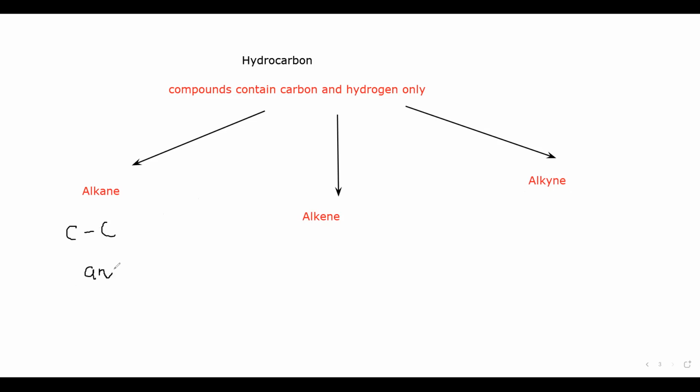name should end in ane. Between the carbon atoms within the structure, if we find a double bond, we call that an alkene, and between the carbon atoms, if there's a triple bond, we call that an alkyne. So alkane, alkene, and alkynes, these are the three main classes of hydrocarbons. So first part we'll discuss mainly about alkanes.